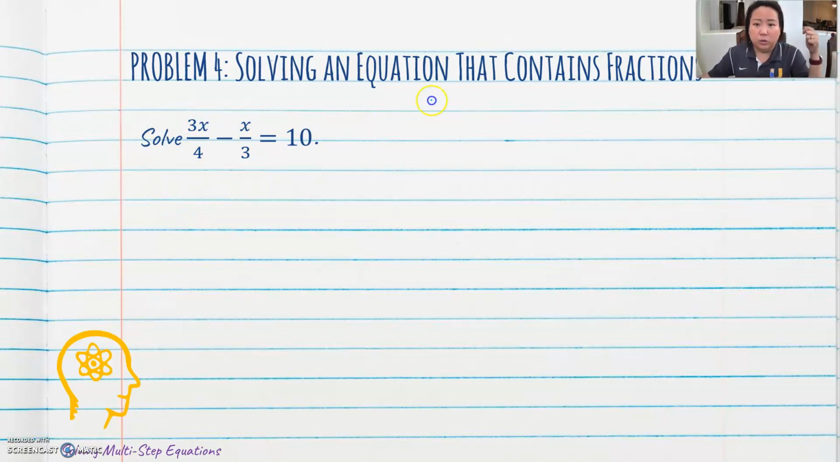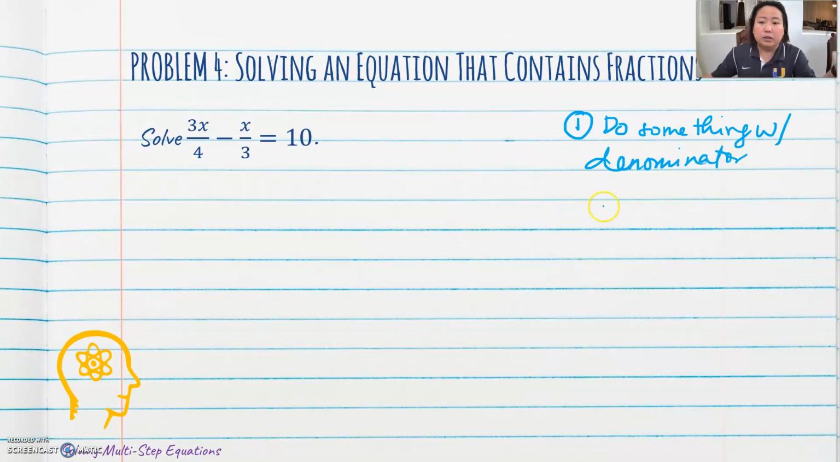So our first goal is, let me write it down here. First off is, let's remove our denominator, okay? Do something with the denominator. So how can you get rid of that denominator? What you can do is multiply by its LCD. Multiply by the LCD. Okay, least common denominator.